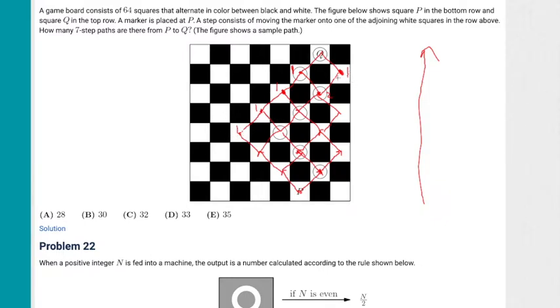So now we can do what we did before, right? We're just adding up the 1 and the 1, and we're going to do that for all of our vertices. So this 1 and this 2 add up to give us 3 right here. This 1 and this 3 add up to give us 4. This 1 and this 4 add up to give us 5.